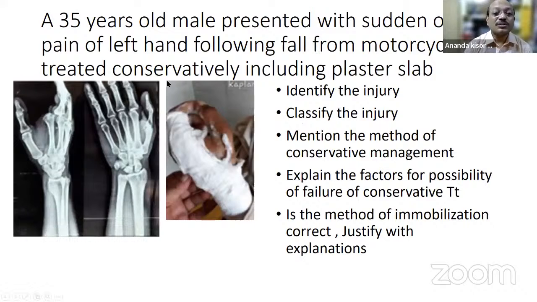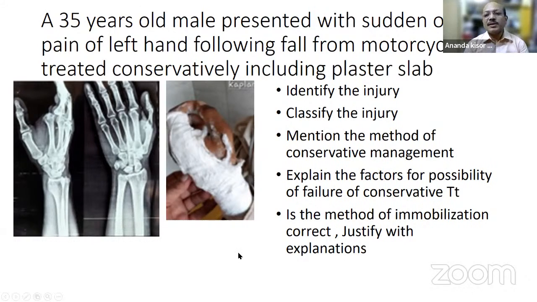Now, this is the question, you can see here. A 35 year old male presented with sudden onset pain in the left hand following a fall from a motorcycle, treated conservatively, including a plaster slab. You can see the radiograph. You can easily understand what is going on. These are the sorts of questions that are asked.